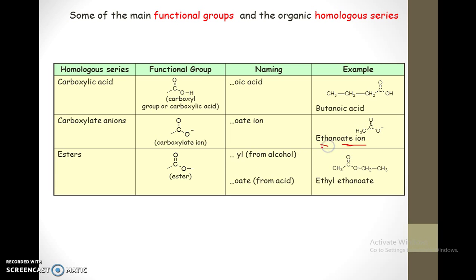So ethanoate ion. Ester. Actually there are 2 sections in naming for ester. The yl from the alcohol and the oate from the acid. For example, ethyl ethanoate. Ethyl actually comes from alcohol, and ethanoate comes from carboxylic acid.